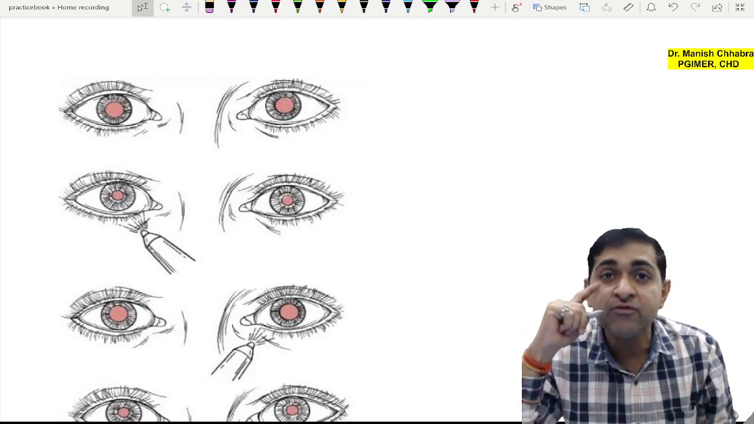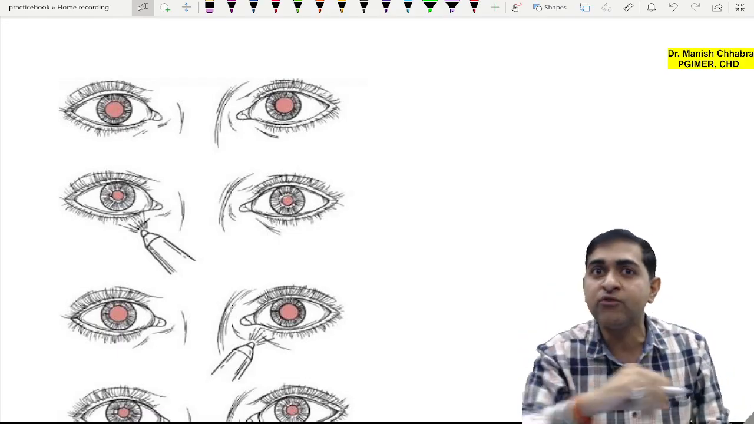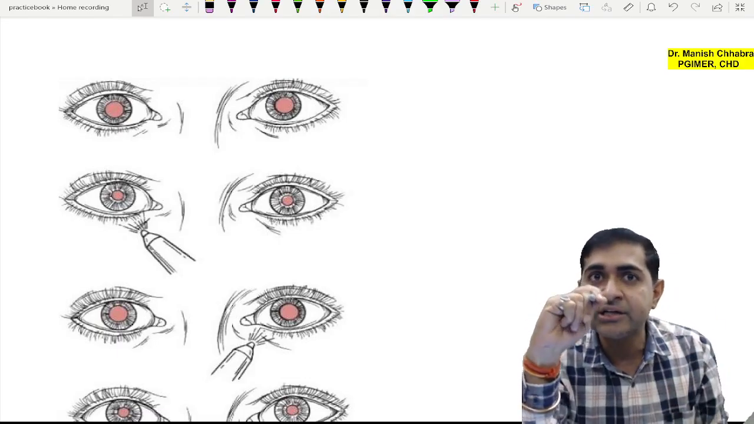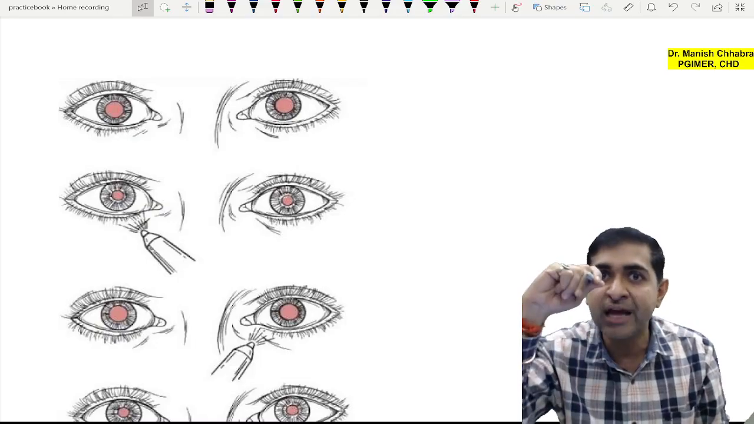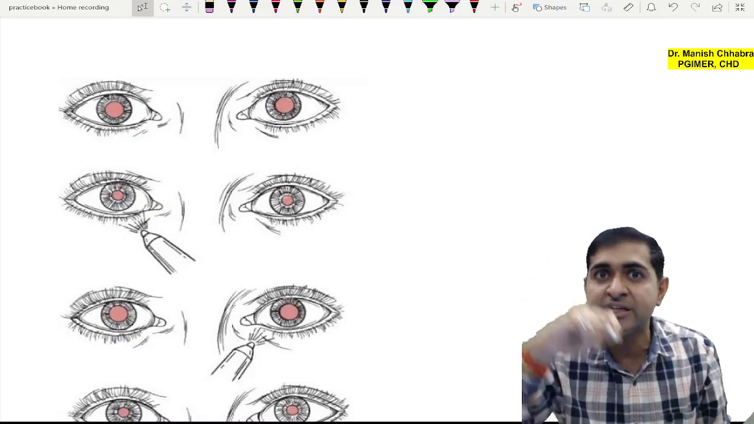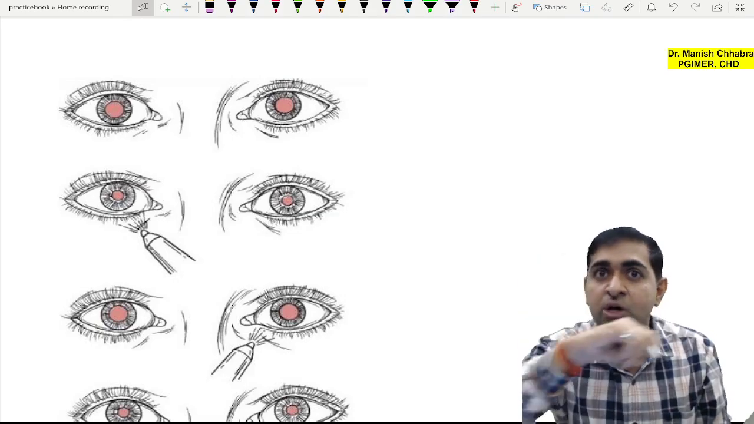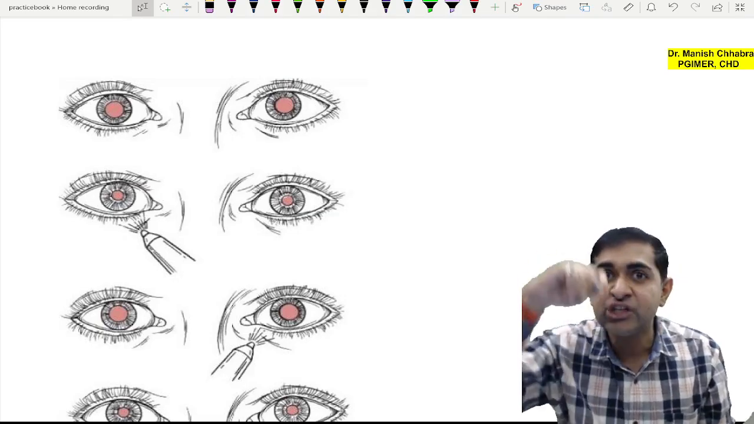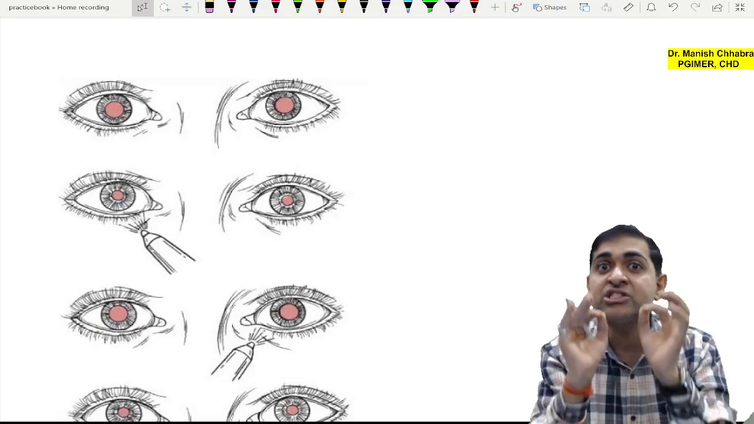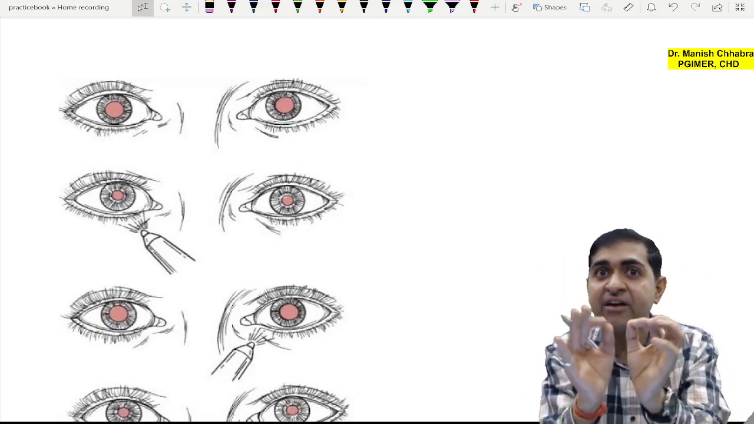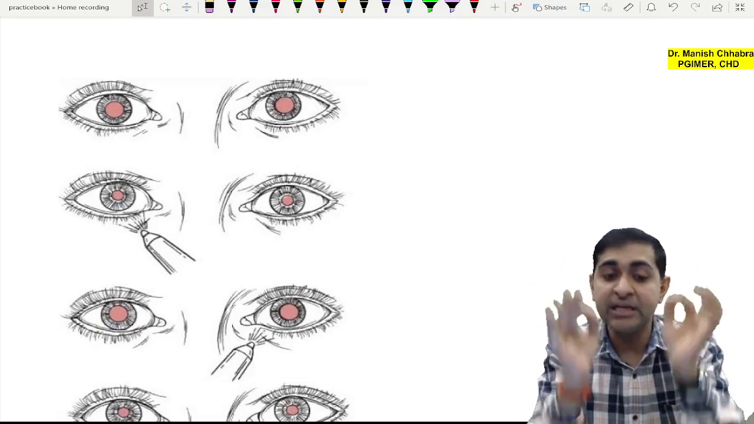Now what do you do if there is involvement of the right optic nerve only? Both pupils dilated, both pupils constricted, both pupils dilated, both pupils constricted. So this is your swinging flashlight test, and this is what you call relative afferent pupillary defect.